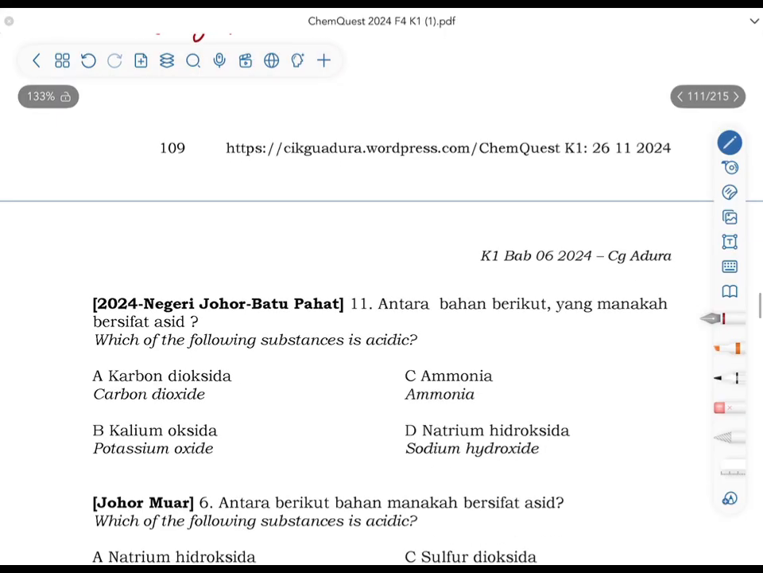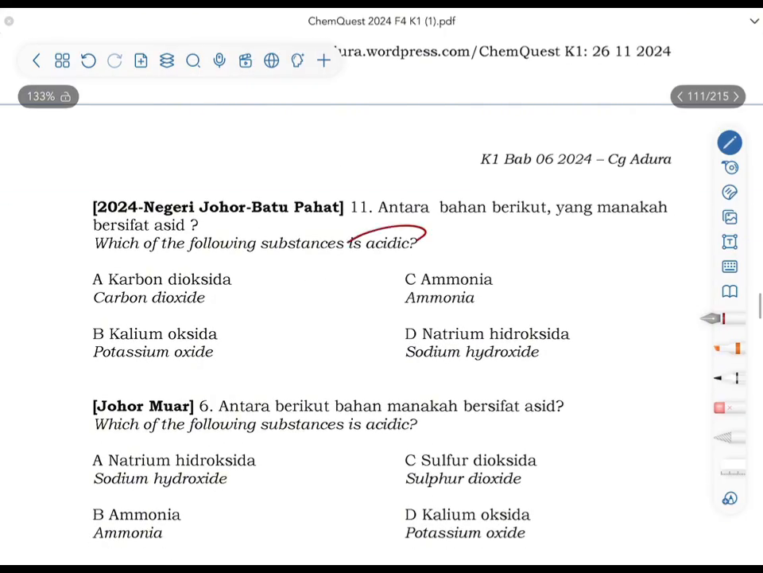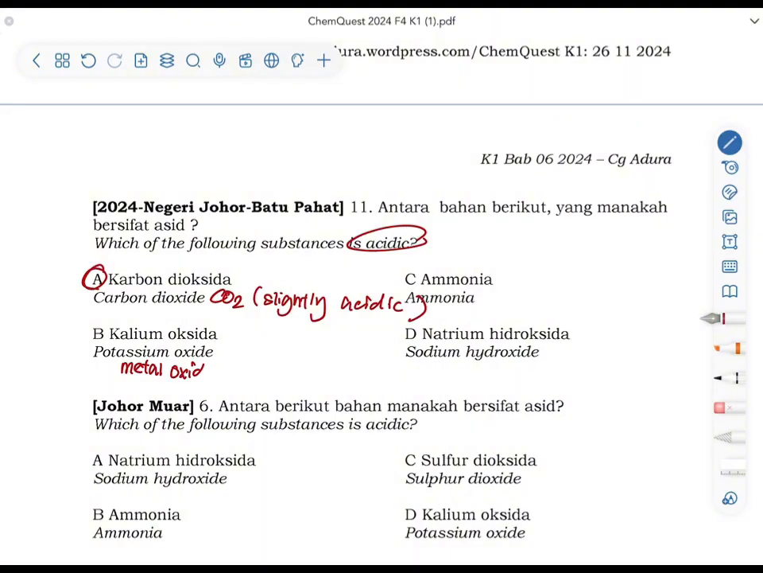Okay, next question. Which of the following substances is acidic? The answer is carbon dioxide, because carbon dioxide is slightly acidic. For B, potassium oxide is a metal oxide, which is an alkali. We already discussed ammonia, which is also a weak alkali. Meanwhile, sodium hydroxide is a strong alkali.